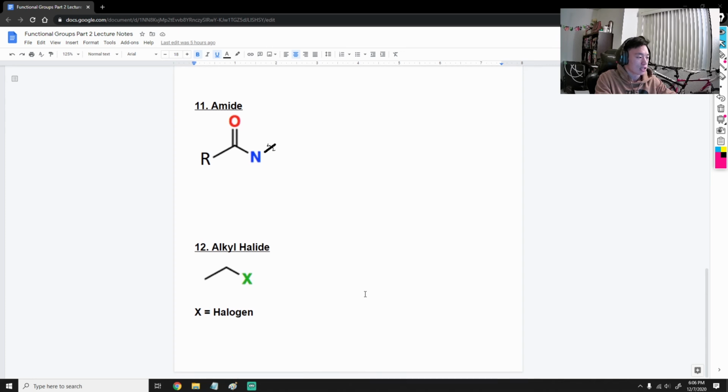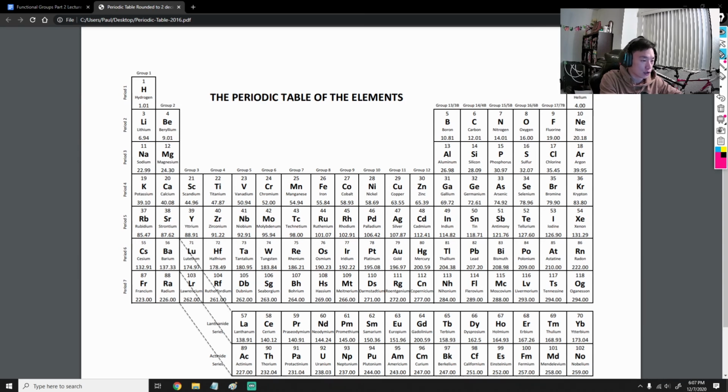All right, and the last one that we'll be talking about today is something called an alkyl halide. Now, an alkyl halide is a carbon which has a single bond to something called a halogen. If we take a look at the periodic table, the halogens are the ones in this column right here. These are the halogens. Okay, so F, fluorine, chlorine, bromine, iodine, and usually it's these four, and those are going to be the halogens.